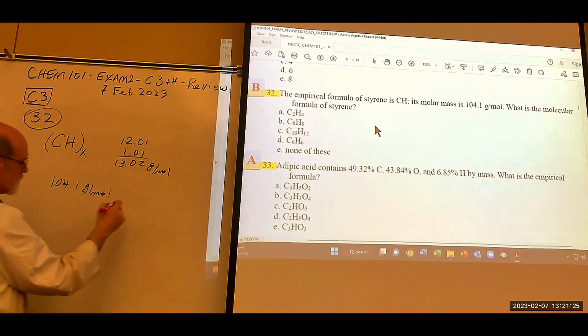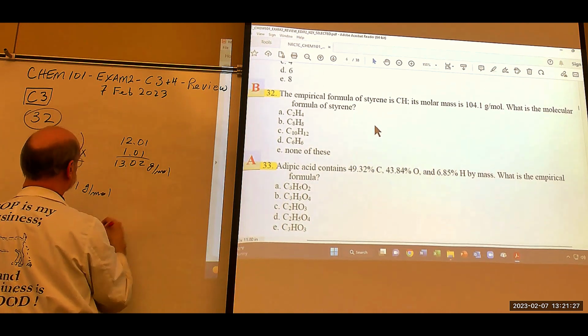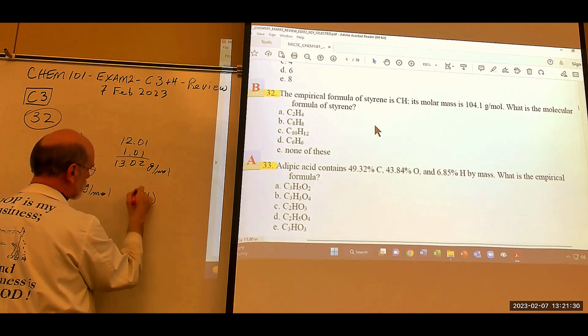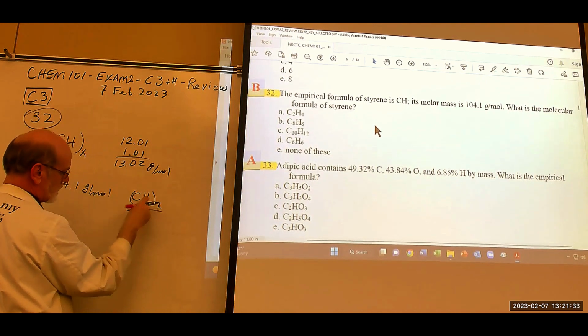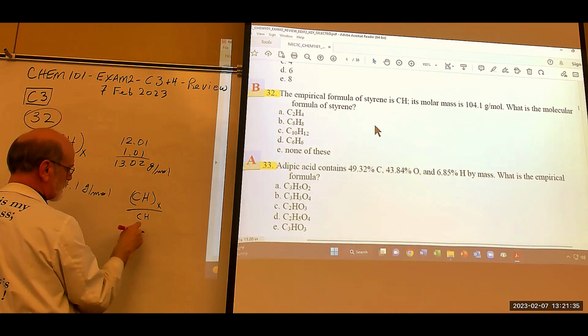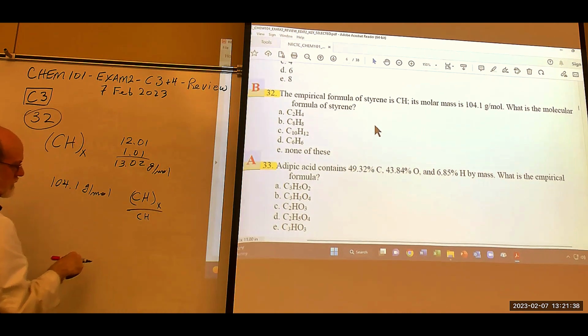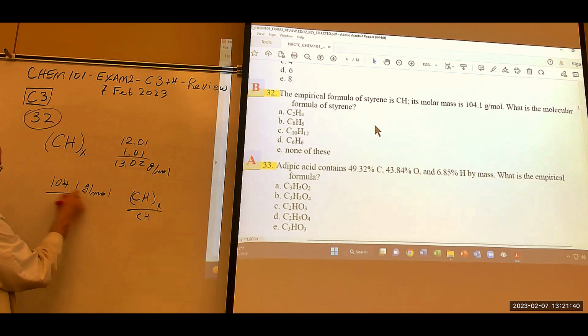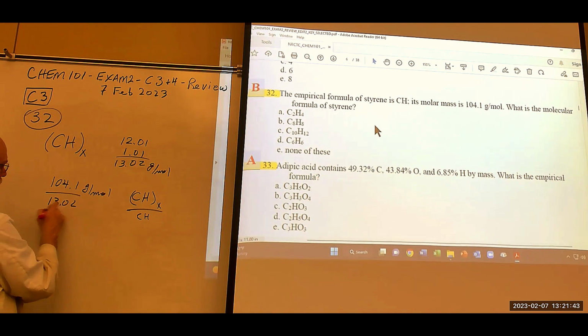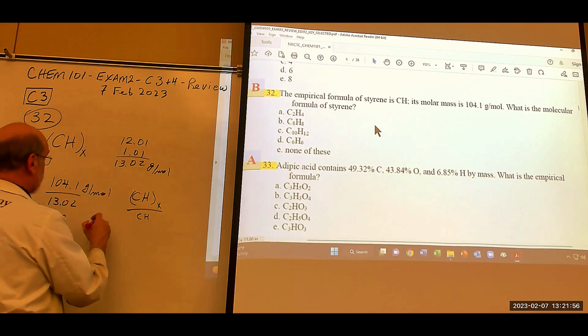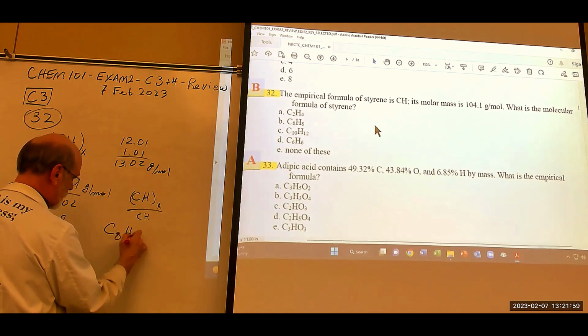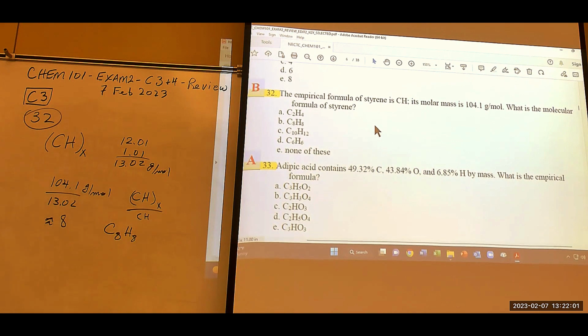Right? So if you look at it this way, we're going to take the molar mass of the molecular formula and divide it by this one to find out what that ratio is. So I'm going to do this one divided by this one, and that equals what? 7, 8, 9. 9's too much, isn't it? It's about 8, isn't it? Yeah. So X is 8. Now, C8H8.